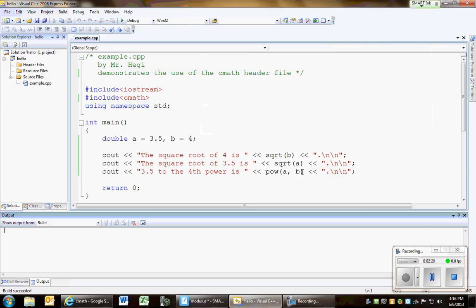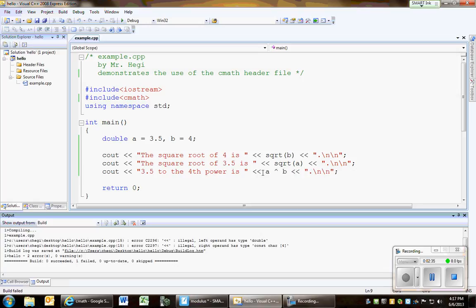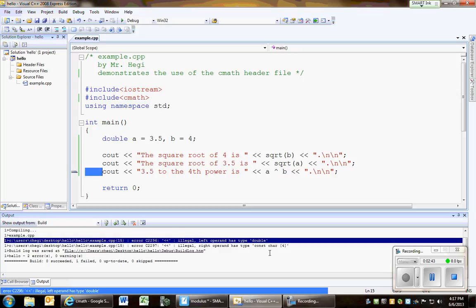I do want to note that this power function works. Often, this is attempted: a to the b. That caret is used in many different places to represent an exponent, but right here it doesn't like it. It doesn't recognize the caret as an exponent.